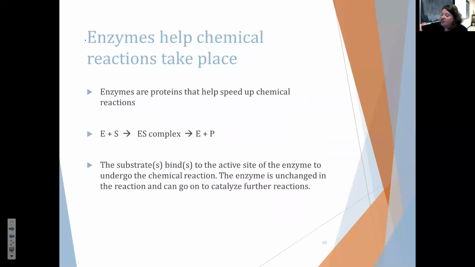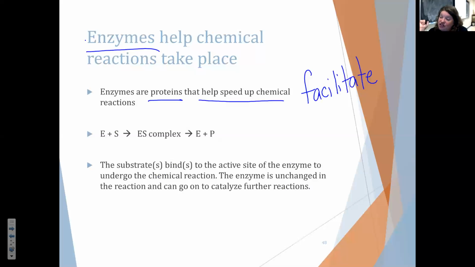Now, one very specific type of protein is the enzyme. And enzymes are going to help chemical reactions to take place. That's going to be their function. They are proteins. So everything that we just learned about proteins applies to enzymes. They have to be folded properly. They go through those 4 levels of protein folding. And once they're folded properly, they can help speed up or facilitate chemical reactions. They help them go faster, or they help them happen in certain places. We can put an enzyme in a cell membrane to make the chemical reaction take place there.